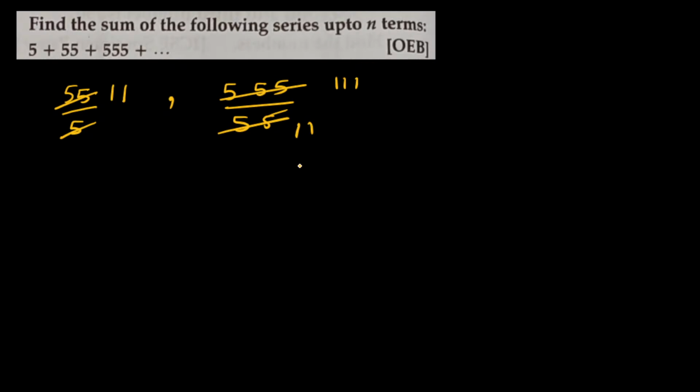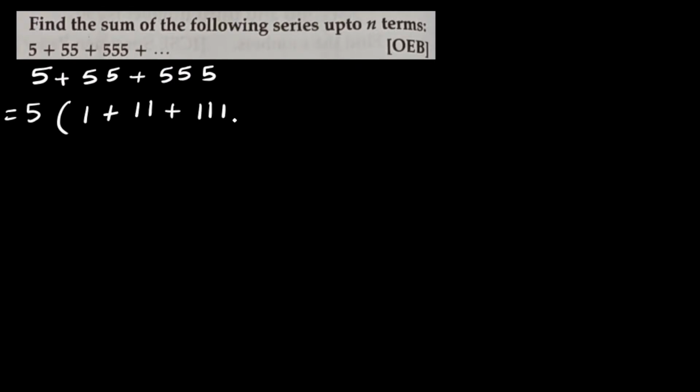The second term divided by the first term: if I divide the second term by 1, I get 11. But if I divide the third term by the second term, I will not get the same. I'll get 5 into 11 and this, and further you cannot cancel. So this is not a GP, but here we have to convert it into that form so that we can find its sum.